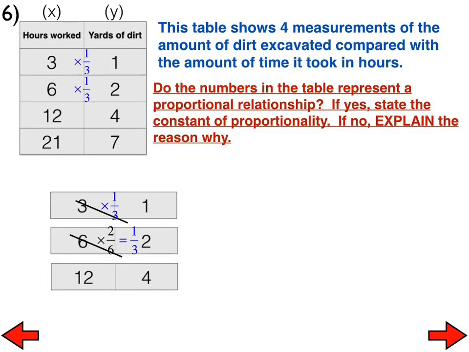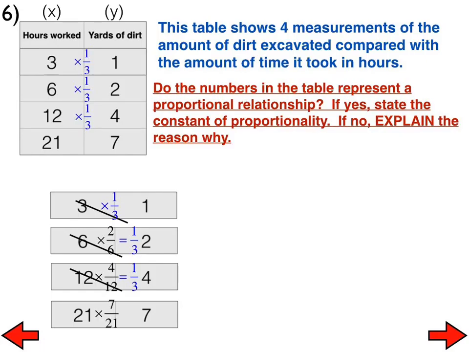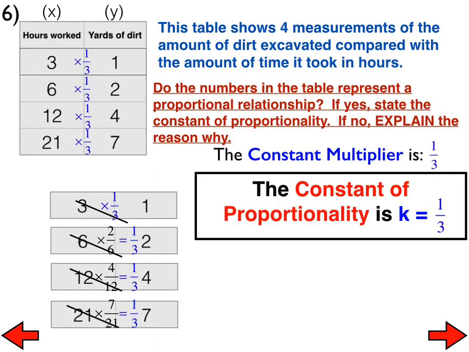12 times what equals 4? It will be 4 over 12, which reduces to 1/3. So far so good. Last one. 21 times what is 7? 7 over 21, which is also 1/3. Do we have a proportional relationship? Yes. How do you know? Because all the multipliers are the same. Good. The multipliers were all 1/3. That means K equals 1/3.